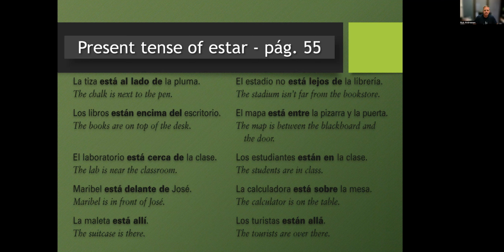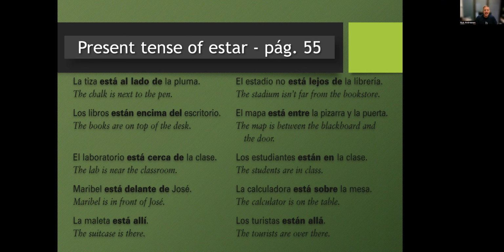La maleta está allí. El estadio no está lejos de la librería. El mapa está entre la pizarra y la puerta. Los estudiantes están en la clase. La calculadora está sobre la mesa. Los turistas están allá.